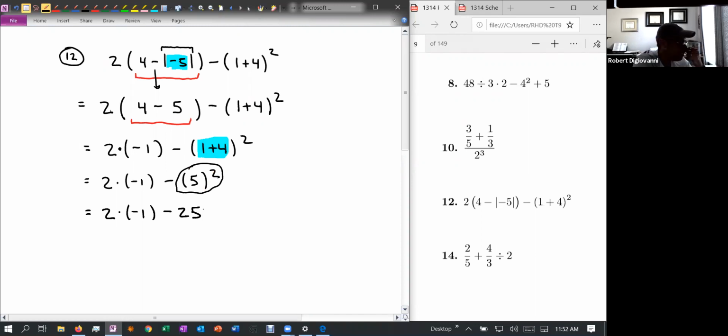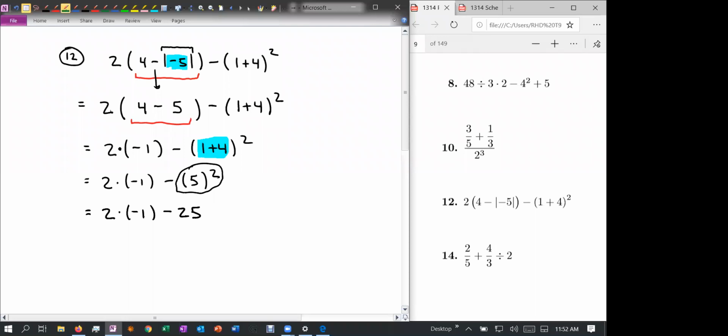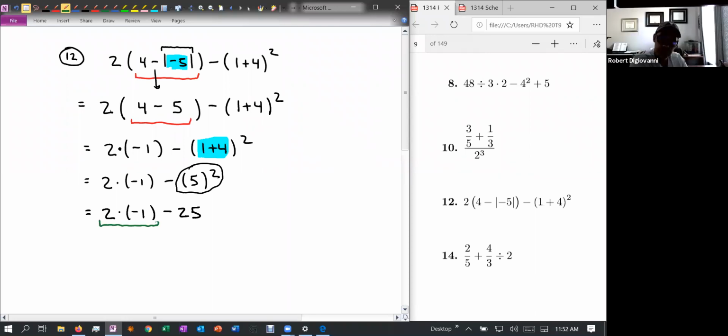What's my next operation? No more parentheses, no more exponents, multiplication, division from left to right. Do we have any of that? 2 times negative 1. We've got 2 times negative 1 right there. So we do have a multiplication to do. 2 times negative 1 should give me negative 2. And then take away 25. Negative 27. You're subtracting. You owe someone $2, you owe someone else $25. You owe a total of $27.